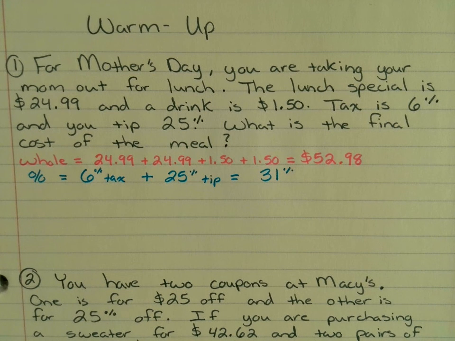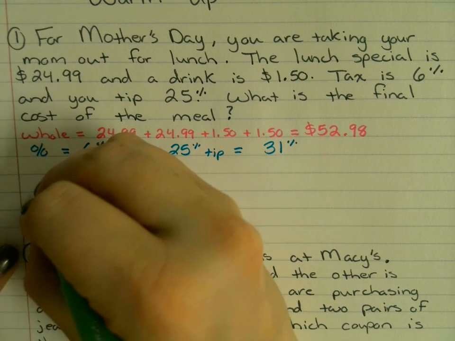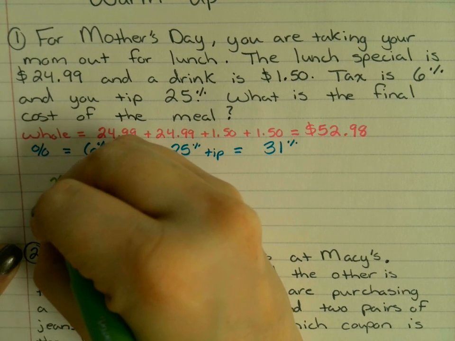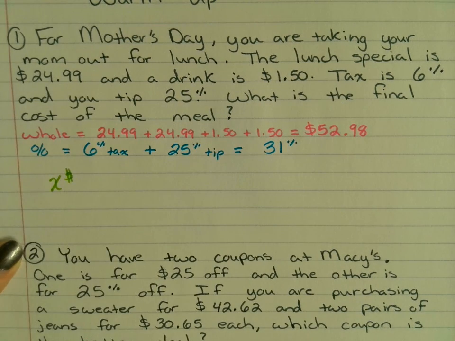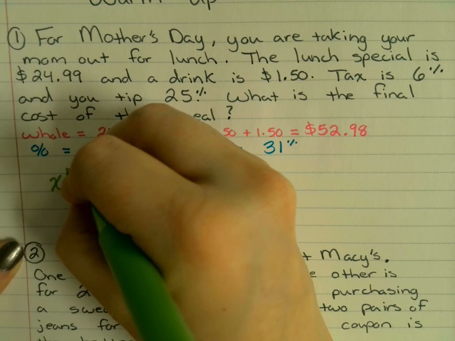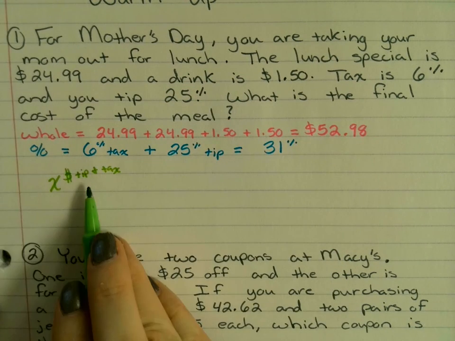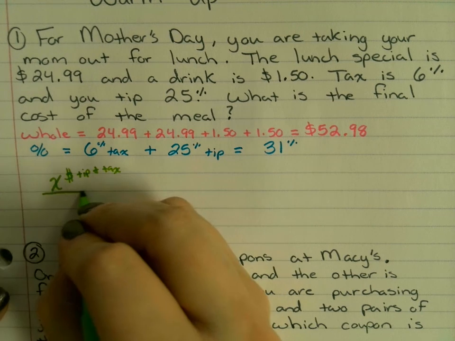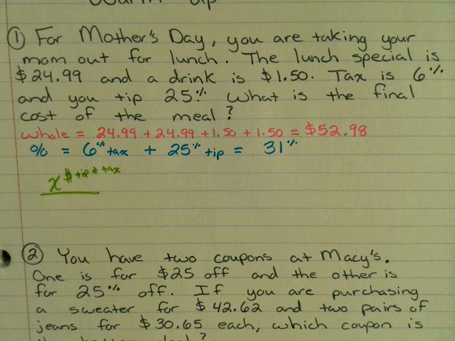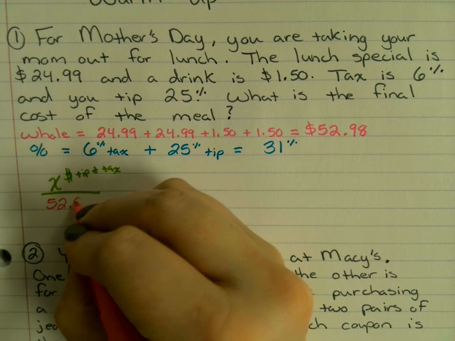Okay, so now what we're going to do is set up our proportion. What we're trying to find, the X, that X is going to represent the money amount for tip and tax. Tip and tax, your money amount. That's what we are looking for currently. We're going to set that up over the whole. So we're going to set it up over $52.98.